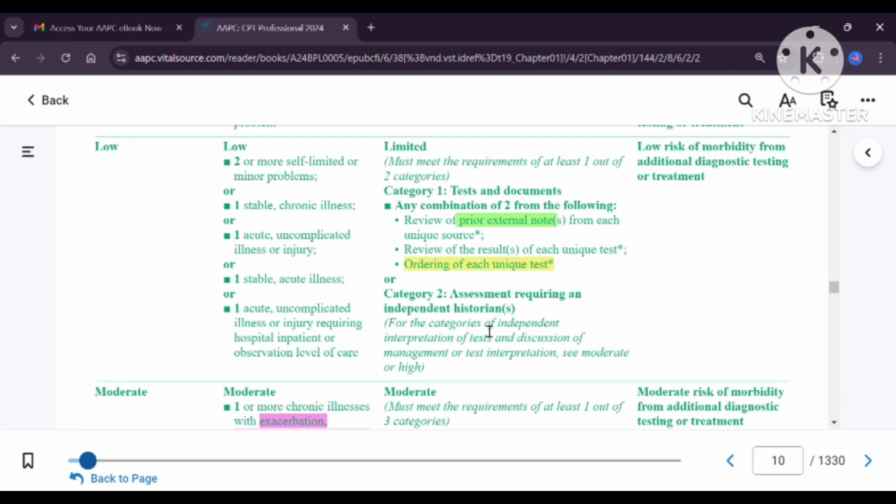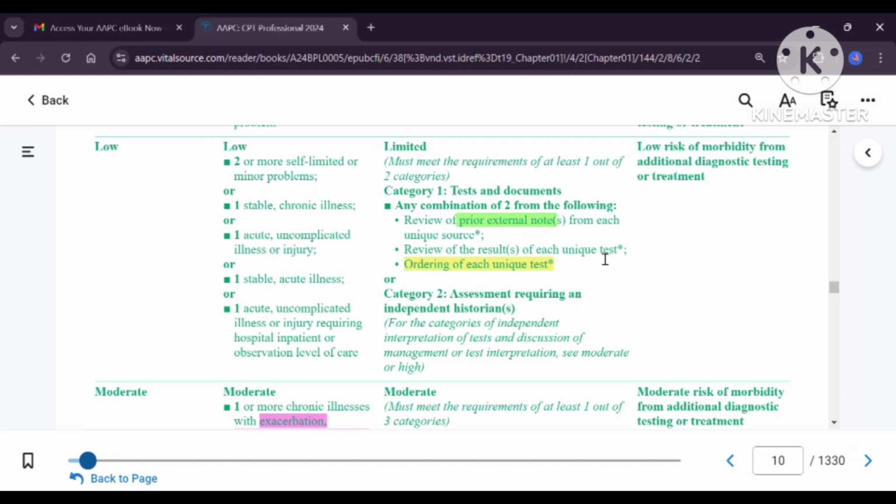And out of the 3 points, at least 2 points should be there to satisfy this level of MDM. So what are these points? First, we will see the 3rd point. If the doctor is ordering a unique test, that means the doctor is doing some lab test to confirm something. And also he is reviewing the result of each unique test. He is going through that and giving the review on it. Then you can consider the level of MDM as low.